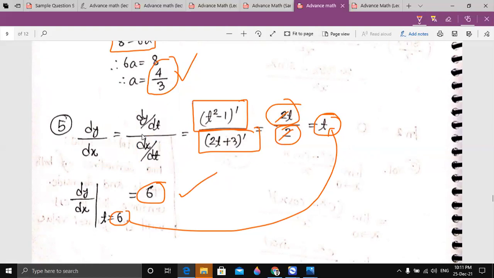Guys, can you see this step? This is a parametric equation. That's why I divide dt on both upside and downside. Okay, then I calculate this part, so I get 2t, and then I calculate this part, so I get only 2.